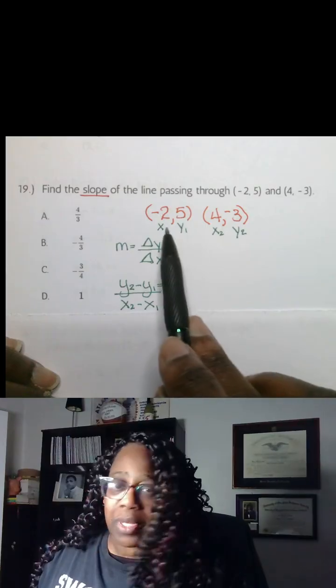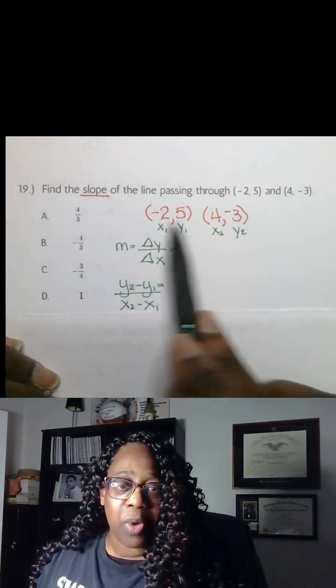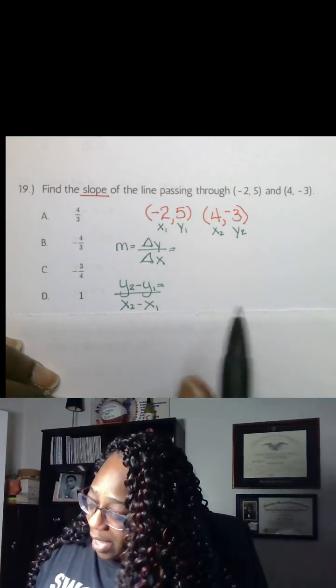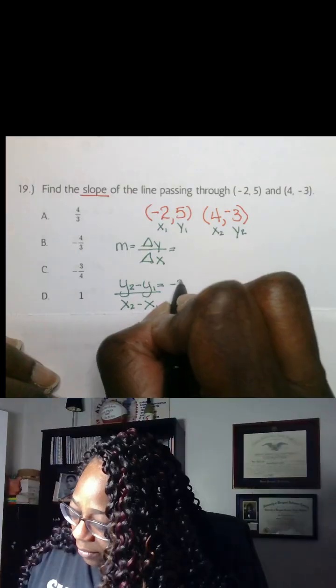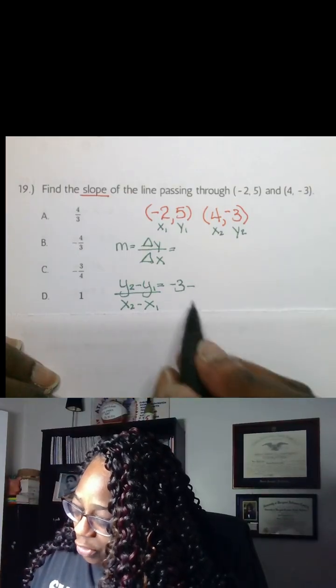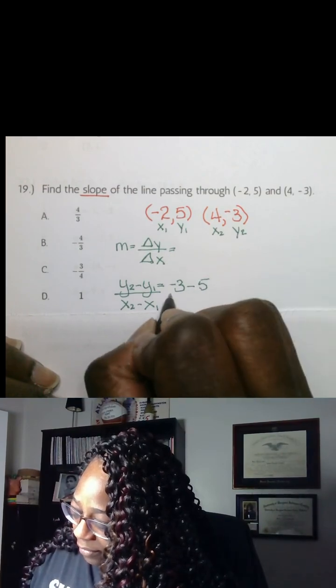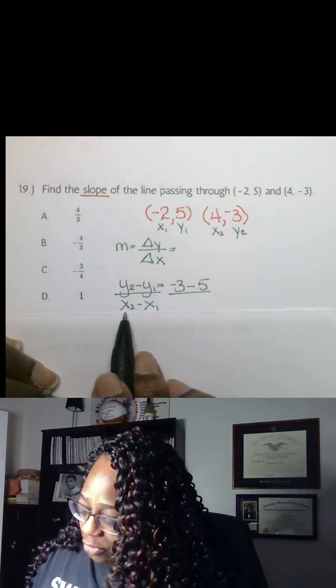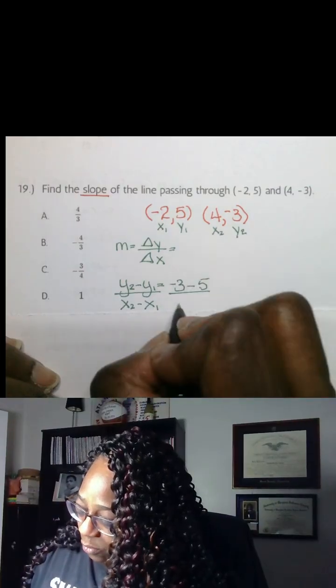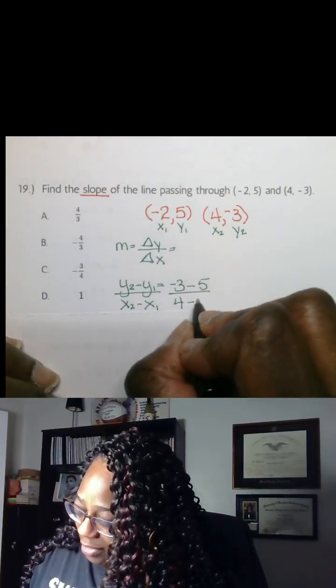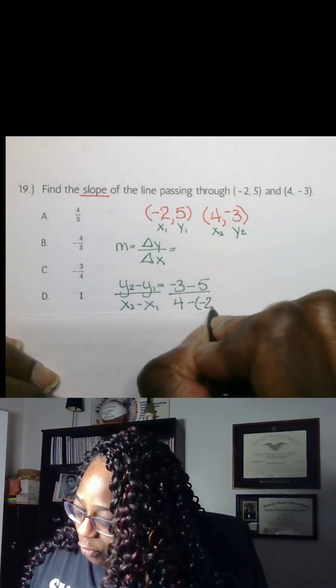So all we're doing is plugging in the right numbers for the right spots. So our y2 is a negative 3 minus your y1, which is a 5. Then you do your x2, which is a 4, minus your x sub 1, which is a negative 2.